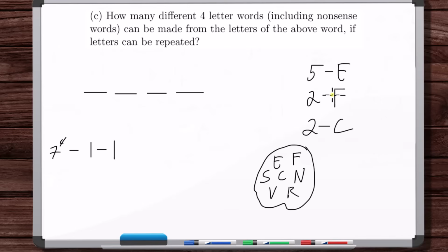Okay, now what about 3 F's and 3 C's? How many arrangements are there? So, okay, we could have F, F, F, and then any other letter here. There's 6 letters that could go here, right? Because you don't have an F anymore. But then that letter could go here, here, here, or here. So it's 6 times 4. So minus 6 times 4.